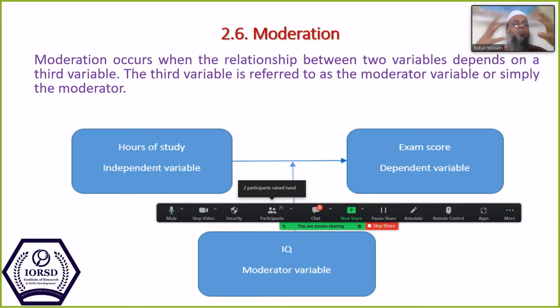Now the study becomes very complex. You can use the same variable as independent variable and mediator variable, or independent variable and moderator. No issue as long as you can justify your study. Okay, is it okay? Anybody have any other question?